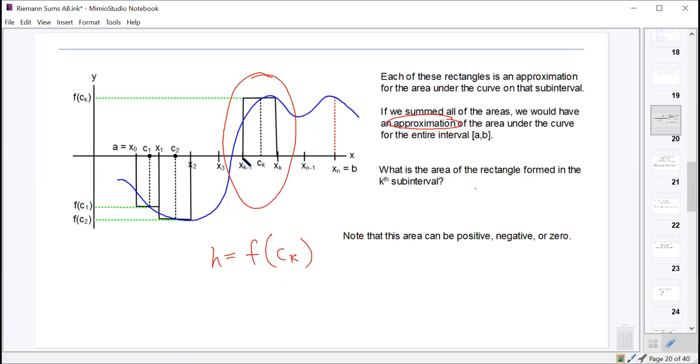All right. And then we also have a base here, right? What's the base of this rectangle? What's the length from here to here? It's x sub k minus x sub k minus 1. And so what we're going to call that is just the change in the x value in the kth subinterval. So we're going to call that base delta x sub k. Easy enough?